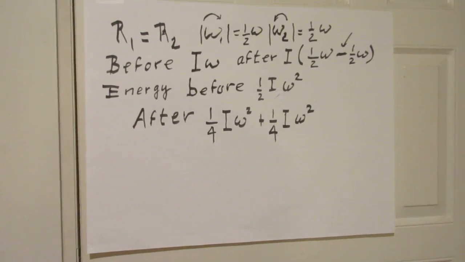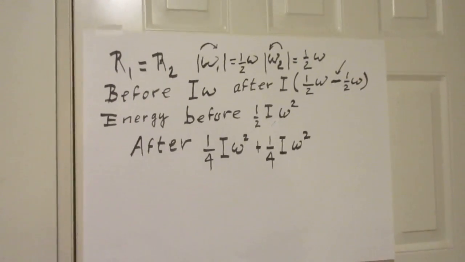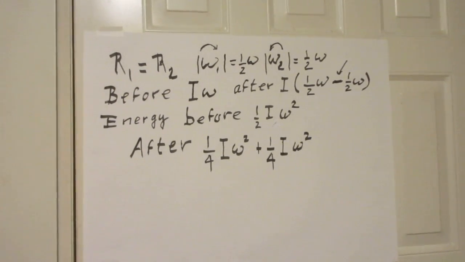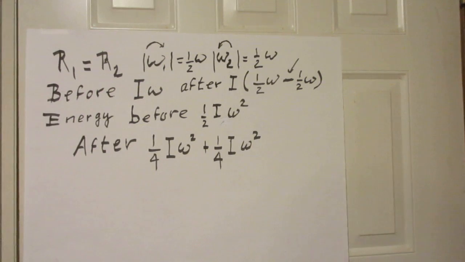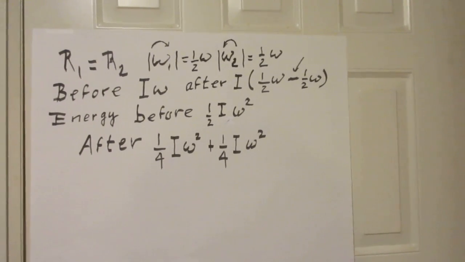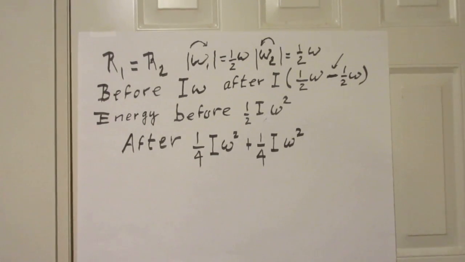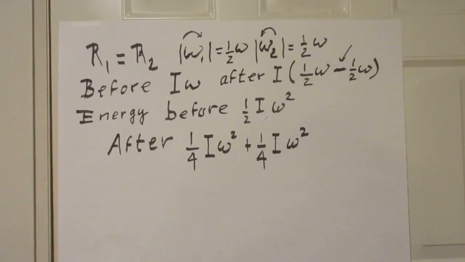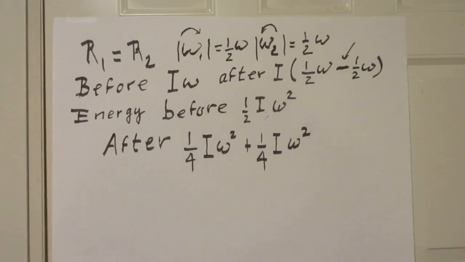So look at this. R1 is R2. So omega 1, the magnitude, is 1/2 omega. And omega 2, the magnitude, is also 1/2 omega. Omega 1 is clockwise, we've discussed that many times in the equilibrium state, but omega 2 is in the same direction as omega, which is counterclockwise.